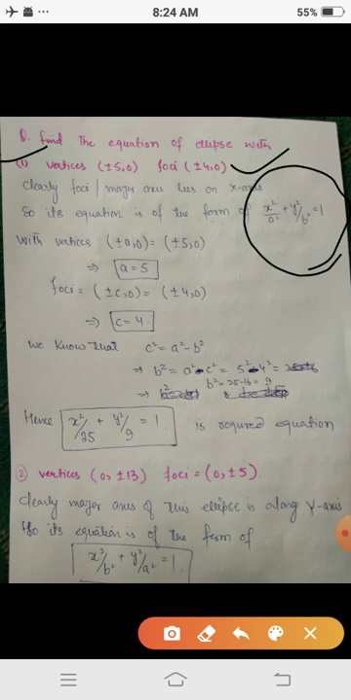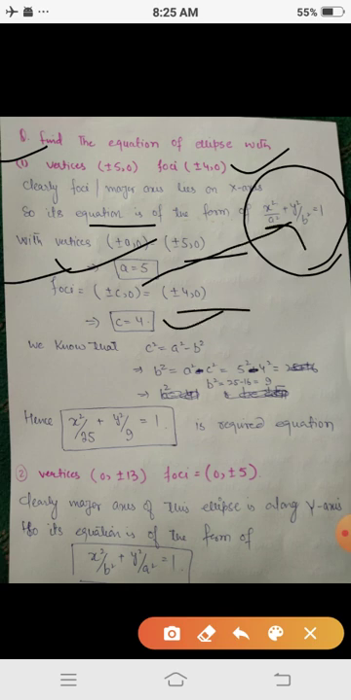Now the vertices of this ellipse x square upon a square plus y square upon b square equals 1 are plus minus a, 0. The given vertices are plus minus 5, 0, which implies plus minus a, 0 equals plus minus 5, 0, because both are the vertices of the same ellipse, which implies a equals 5. Similarly the foci are plus minus c, 0, which is plus minus 4, 0, implies c equals 4. Now here we need b.